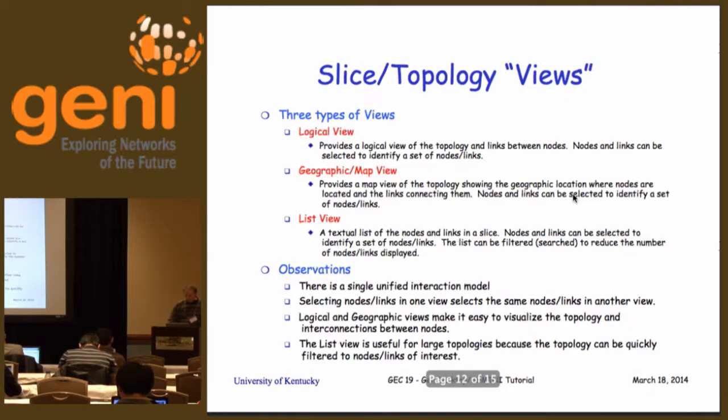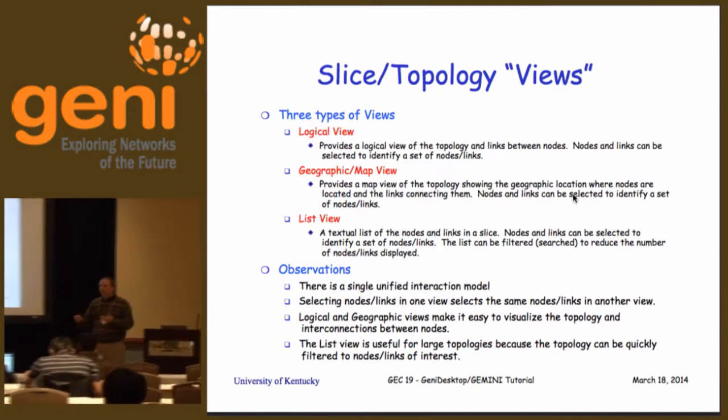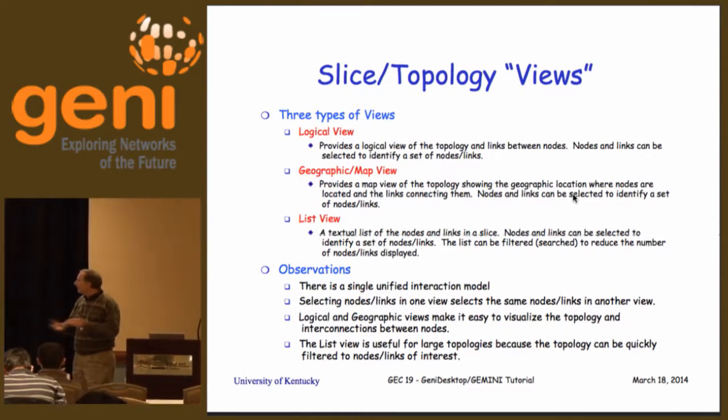We also have what we call the geographic view. The geographic view will show you a map of the United States, typically, and the locations where your nodes are located. So if you want to see how the nodes are located across the United States, you can view that map as well. And again, in all of these views, whether it's the logical view or the map view, you can still click on the nodes, select them, SSH into them, copy files to them. Any of those operations are possible.